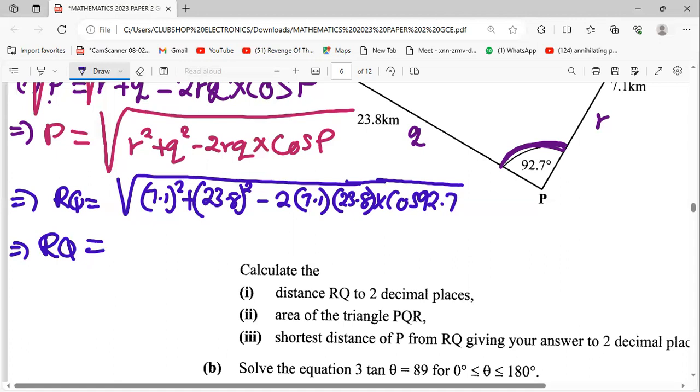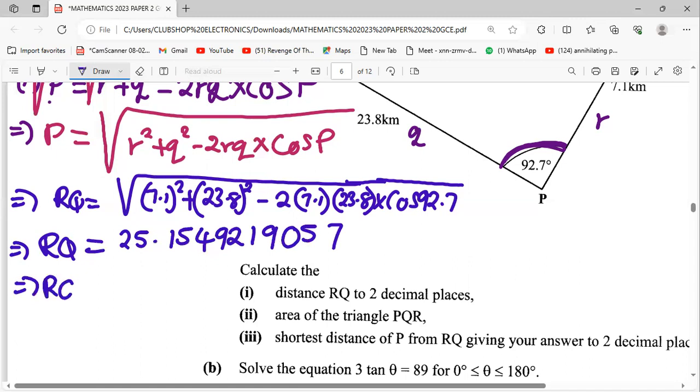Square root. So the answer after punching in the square root will be 25.15492190 57. So RQ is equal to, we round it off to one decimal place.